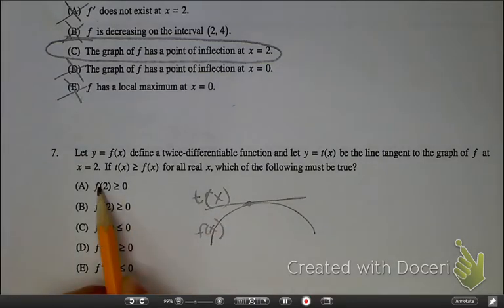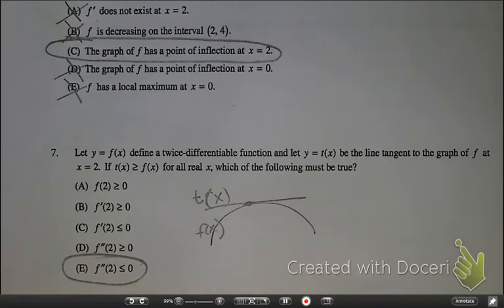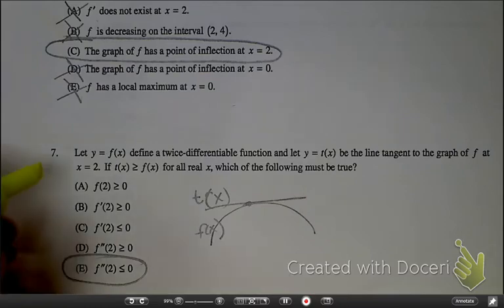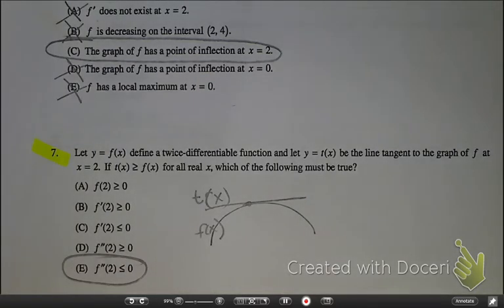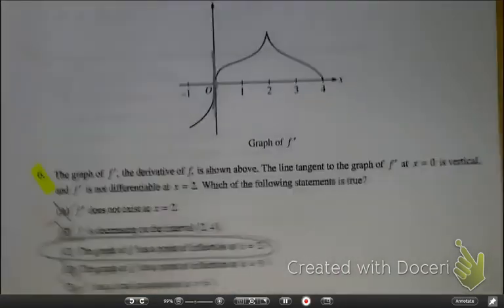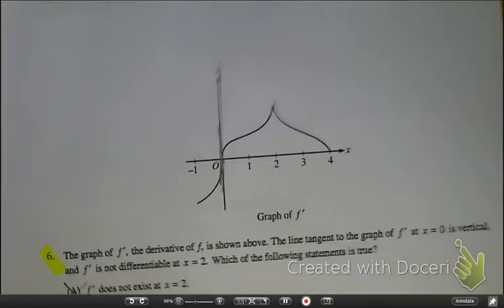Since this is the original function, this is the first derivative, and these two are talking about the second derivative, and this is the one that says the second derivative is negative because it says the second derivative is less than 0. So that's the true statement. All right, we did those ones.